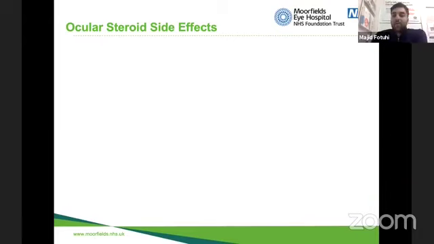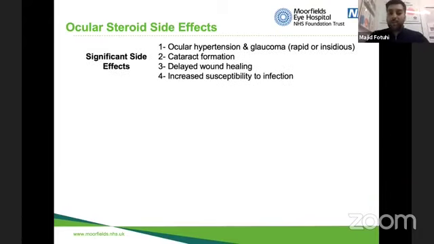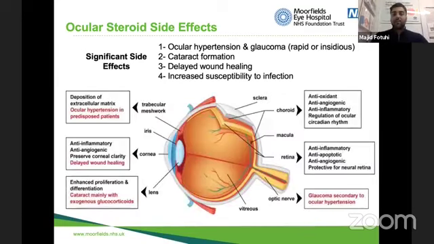So the side effects that ocular steroids have, things that we need to worry about. Steroids are very effective medicines, but we do need to balance the effectiveness against the risks. So in this diagram, I will explain the kind of side effects which occur.